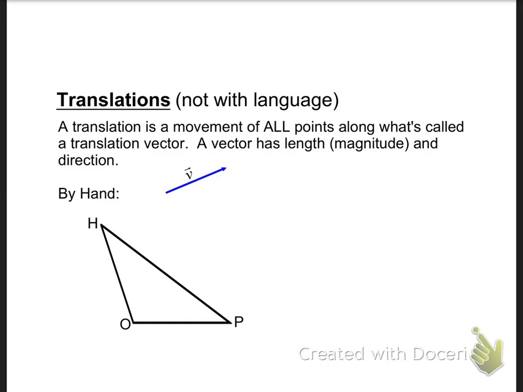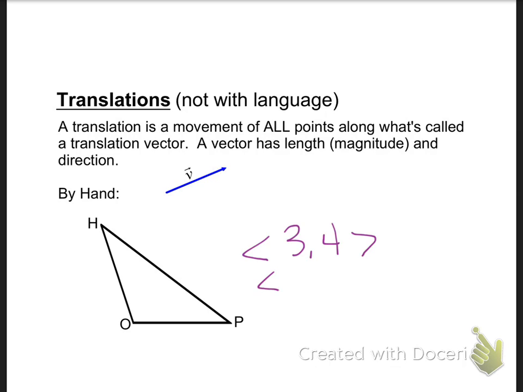Okay, in this video we are going to be doing translation. So a translation is a movement of all of my points along what is called a translation vector. A vector has a length or magnitude and a direction. A lot of times you're going to see it looking like something like this. That means we're going to move it 3, 4, which we're going to talk about.